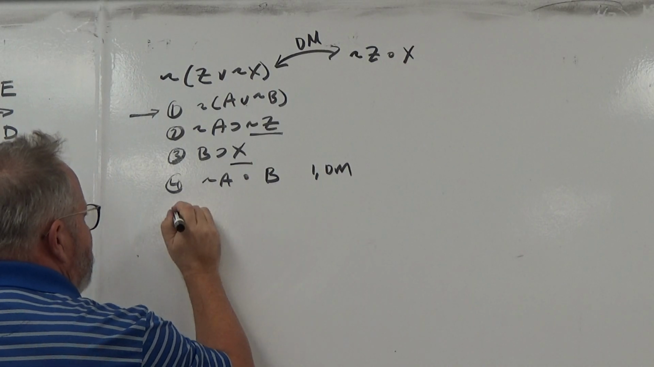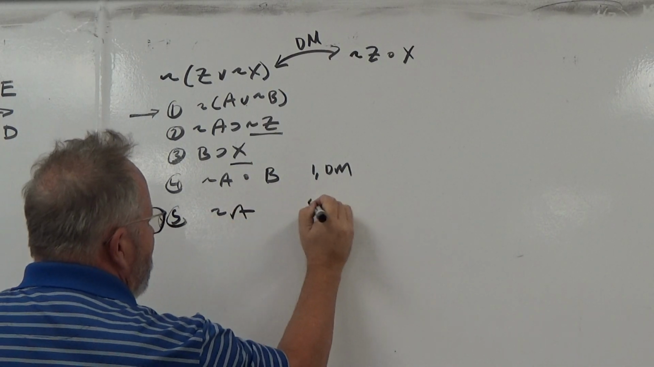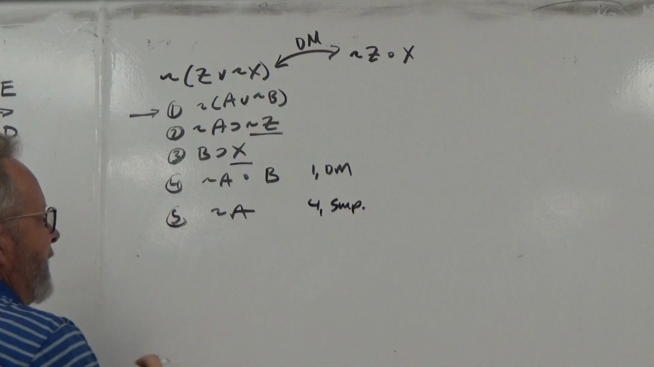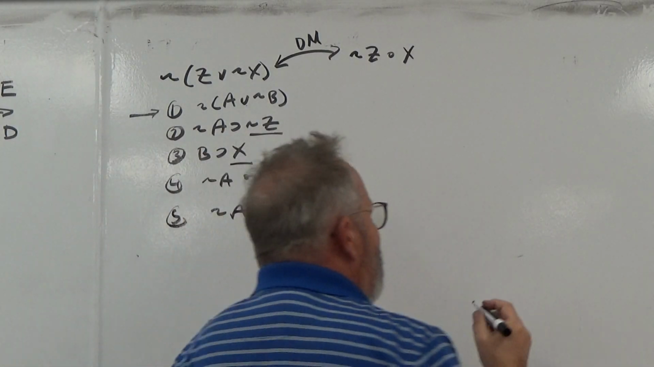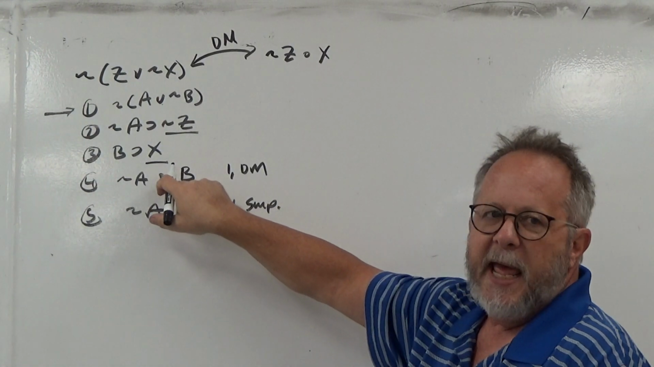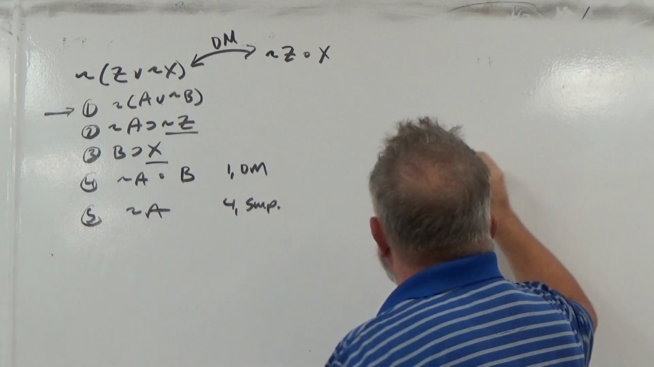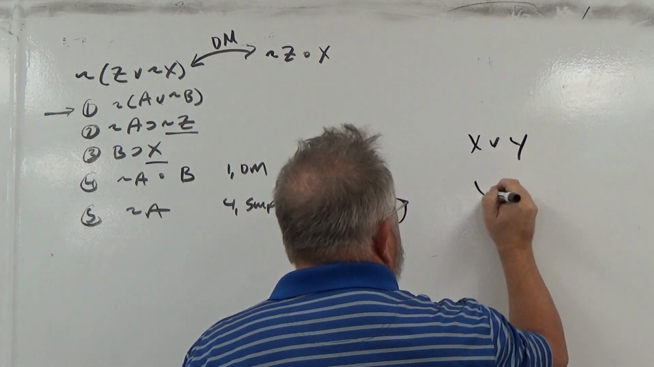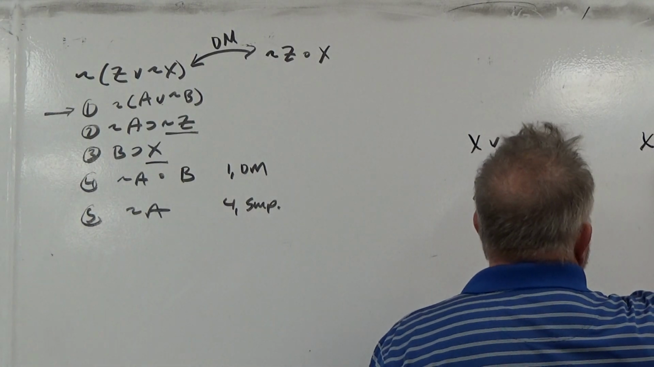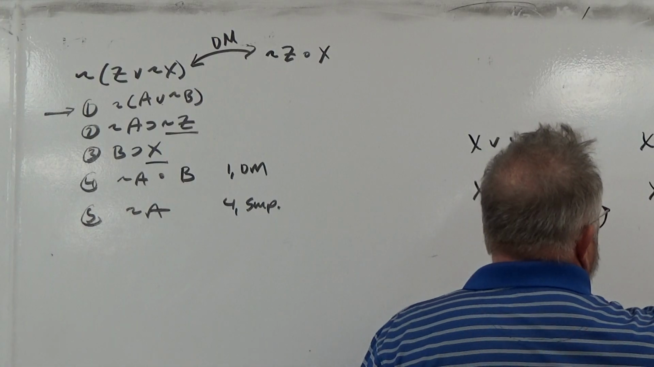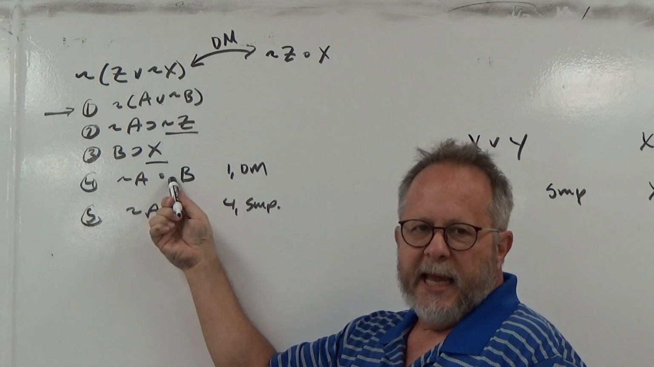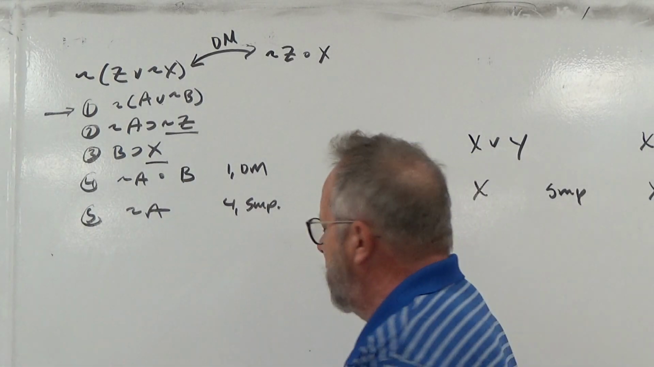This is a conjunction. So I can say not A from 4 by simplification. Now, by the way, let me say this again. People are overgeneralizing rules. Simplification is only for ands. So people might say something like this, X or Y, X by simplification. No, that does not follow. Or X then Y, and they'll say X by simplification. No, that doesn't follow. Simplification is only for ands. Does everybody understand that? Okay?